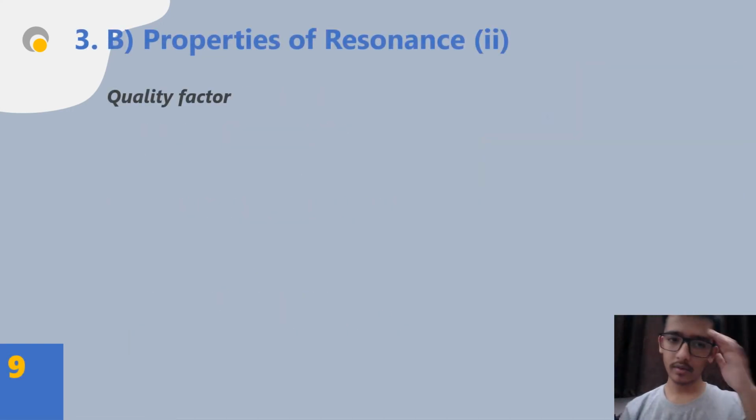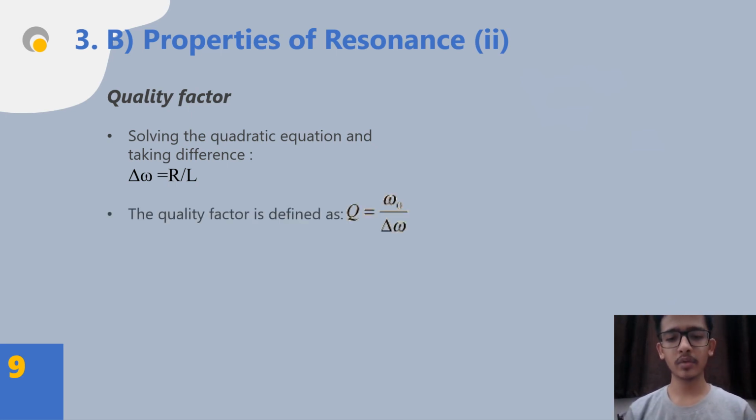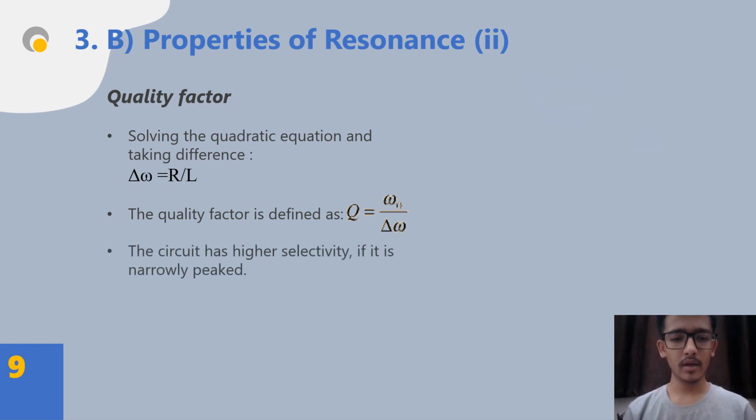Now coming to the most important property of resonant circuits, which is the quality factor. The previous slide's quadratic equation on solving and taking the difference of the two roots omega 2 and omega 1, we get delta omega equal to R by L, which is the bandwidth. And the quality factor is defined as Q is equal to omega naught by this bandwidth delta omega. Now the circuit has higher selectivity if it is narrowly peaked. What selectivity means I'll just come to in a minute.